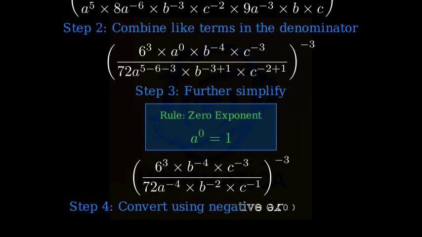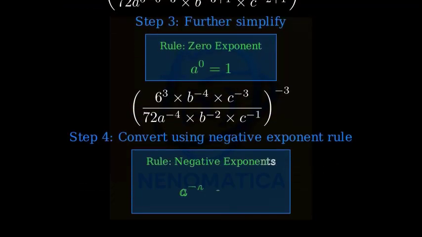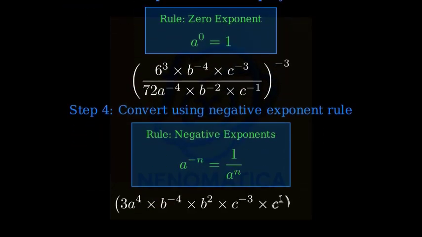Now, let's convert this to a more standard form. We can move the terms with negative exponents. When we move a term with a negative exponent from the numerator to the denominator, or vice versa, the exponent becomes positive. So this gives us 3 times a to the fourth power times b to the negative fourth times b squared times c to the negative third times c.